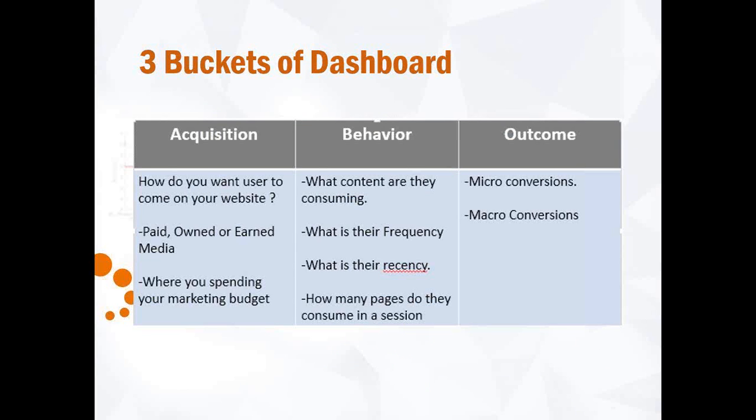Before we talk about the measurement model, I would like you to know about three buckets of dashboards. Whatever metrics, dimensions, segments we find out in our measurement model need to be put into three buckets of dashboard: acquisition, behavior, and outcome or conversion. Acquisition is how you acquire your customers. How do you want users to come to your website? It can be through a paid medium, a social medium, or organic. So where exactly you are spending your marketing budget. Based on your strategy and your objective, you need to fit the buckets into this section.